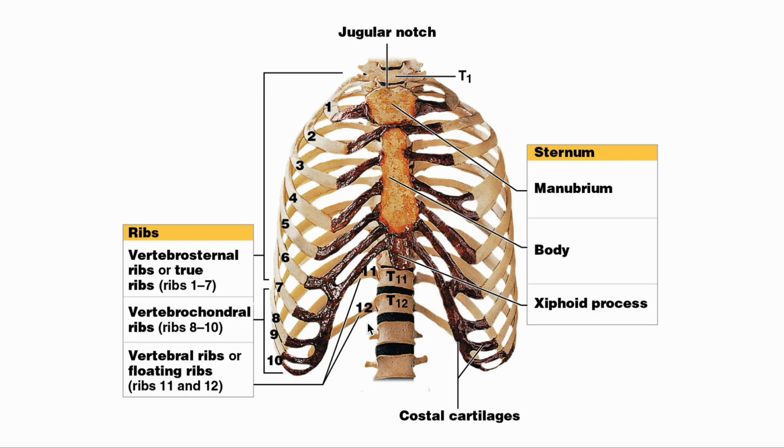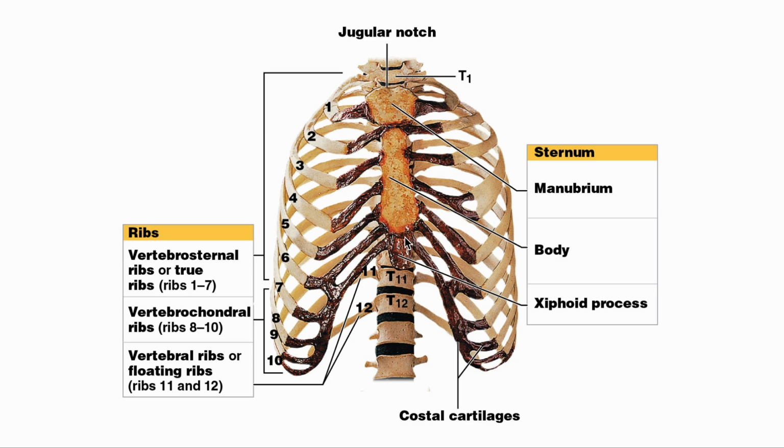And then you have a couple of ribs, a little hard to see in this picture, but 11 and 12, they end right here. They are not attaching. They just float out there. They have no cartilaginous attachment to the sternum. So those are the floating ribs.